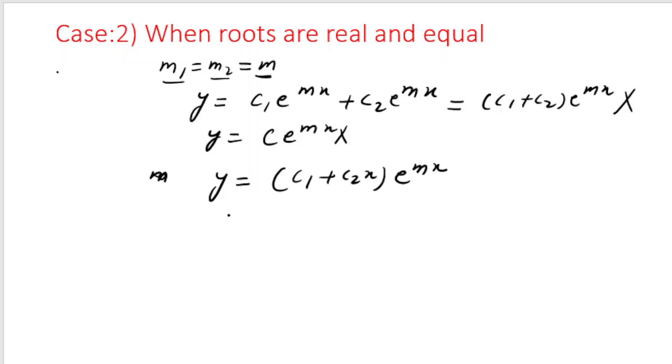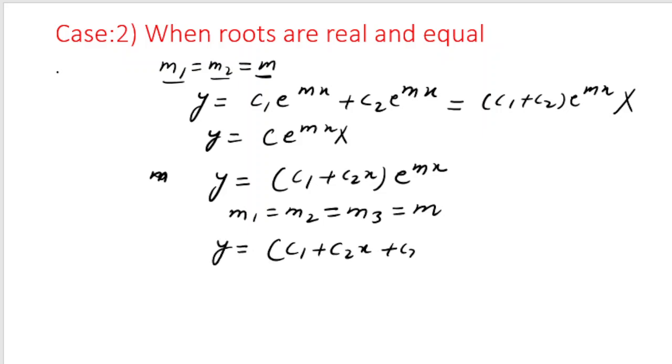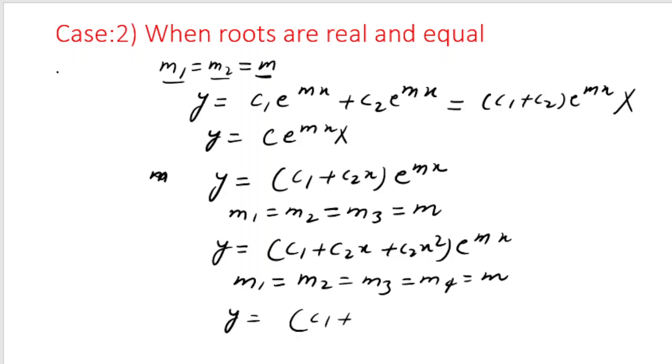If you have three roots m1, m2, m3, and they are all equal to m, then we will write the general solution as (c1 plus c2 x plus c3 x^2) e^(mx). And now I hope you have got the drift: if I have m1 equal to m2 equal to m3 equal to m4, and all of them are equal to m, in that case the general solution will look like (c1 plus c2 x plus c3 x^2 plus c4 x^3) into e^(mx).